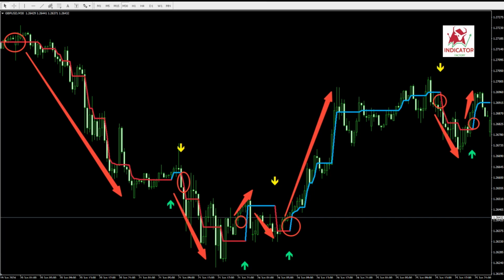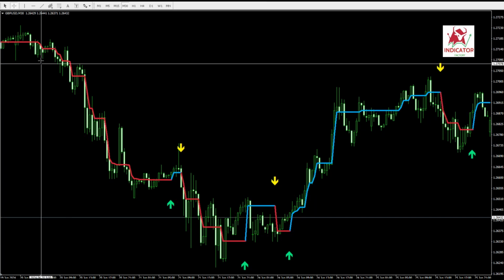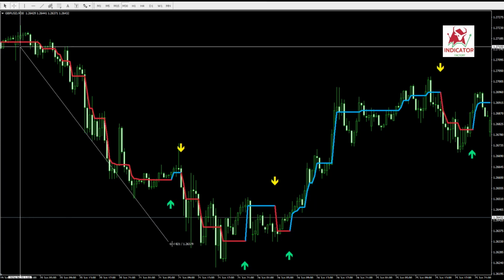And you can see that the market is exactly corresponding with the pattern of the line created by this indicator. That's how we can say this is a highly accurate strategy. You should try it with your own trading.